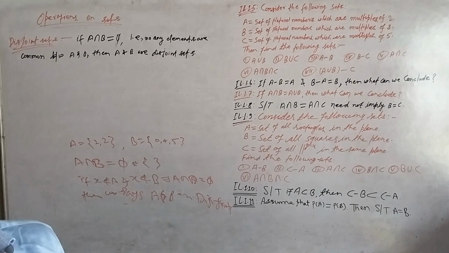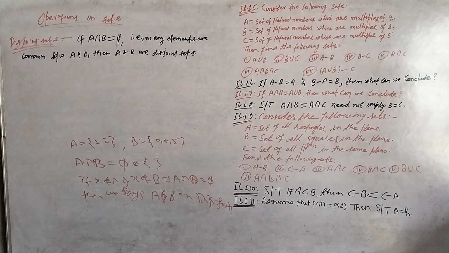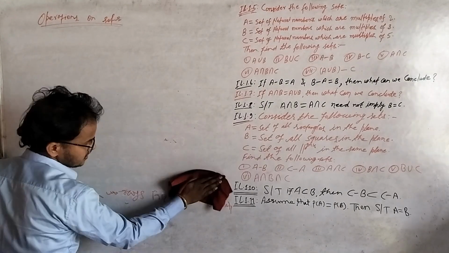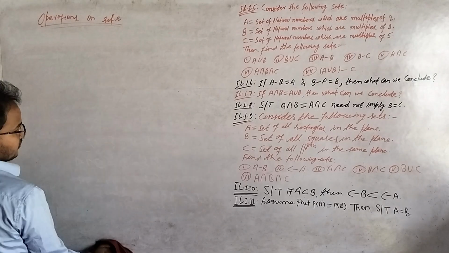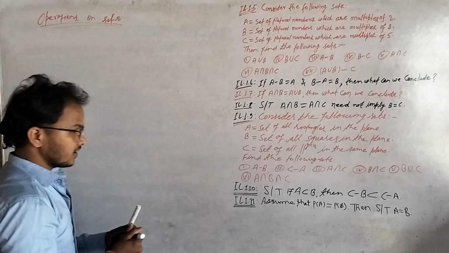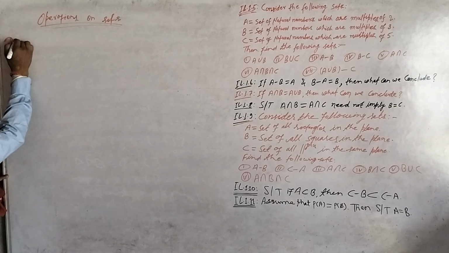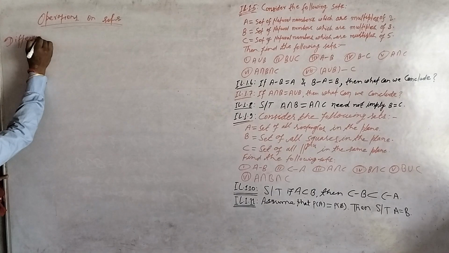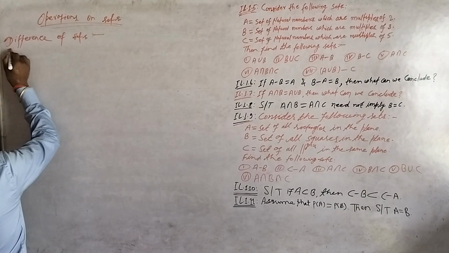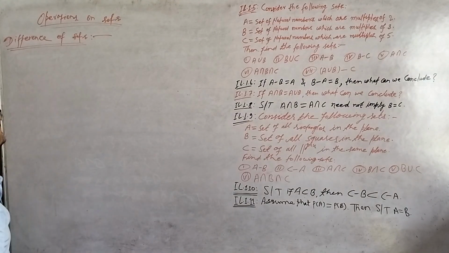नेक्स्ट हमारा है डिफरेंस ऑफ सेट्स. ये कोई हार्ड नहीं था. डिसजॉइंट सेट्स में कॉमन एलिमेंट्स नहीं होना चाहिए, ठीक है, वही होता है. ओके, डिफरेंस ऑफ सेट्स. Difference of sets. This is difference of sets.